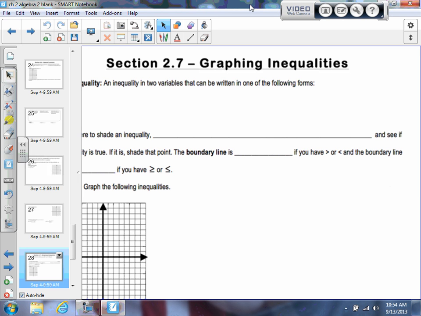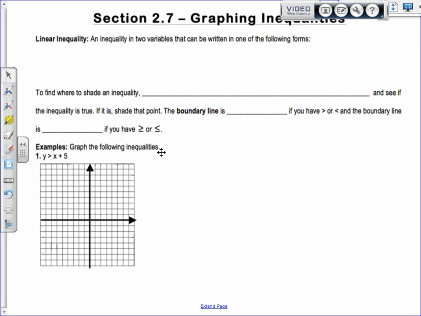All right, so section 2.7 is on graphing inequalities. You should have done these before. Graphing inequalities involves drawing a line and then shading above or below the line, right? You should have done these in Algebra 1, hopefully.